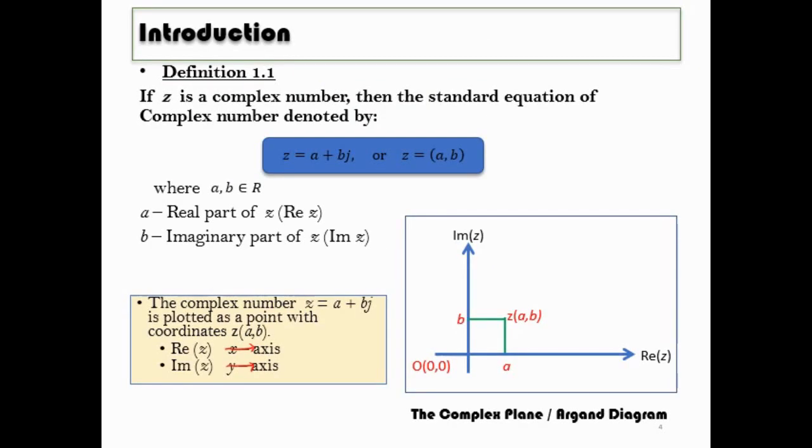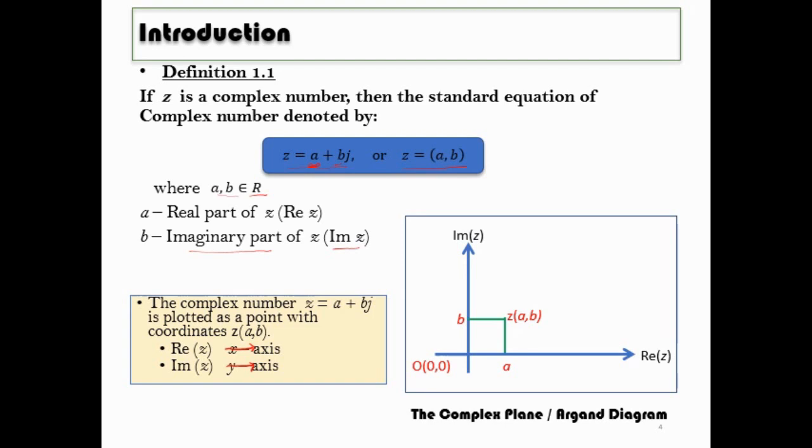Okay, now we will give the definition of a complex number. If z is a complex number, then the standard form of a complex number is denoted by z equals a plus bj, or z equals (a, b), where a and b are elements of the real numbers. So a here is called the real part of z, or we write Re(z). And b here is the imaginary part of z, or we write Im(z).